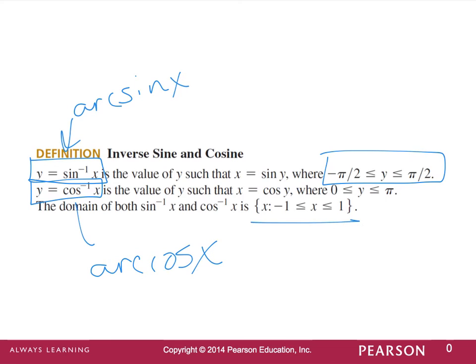Same thing for both arc cosine and arc sine, their domain is -1 to 1 because the range of sine and cosine are limited to -1 to 1. And the only difference is for cosine, when we have arc cosine, the range of arc cosine goes from 0 to pi.